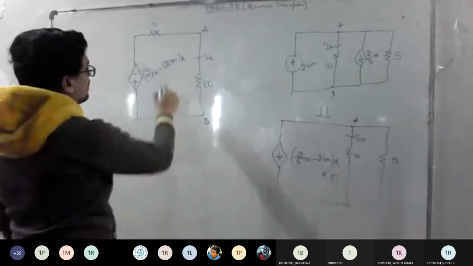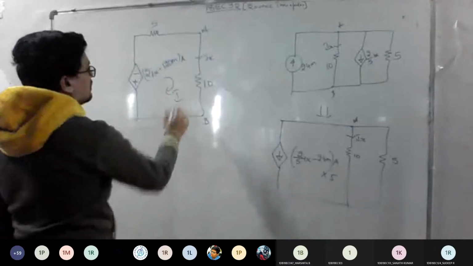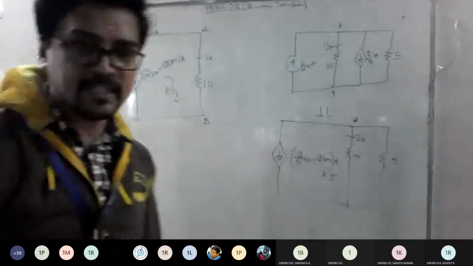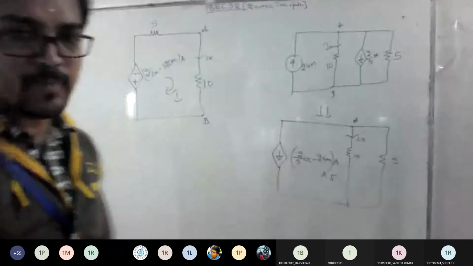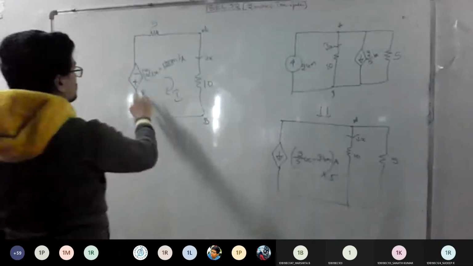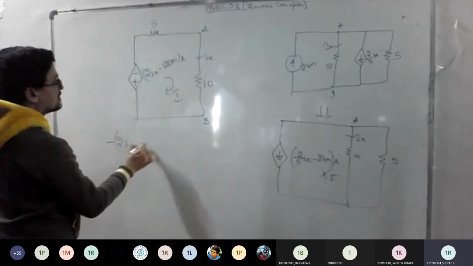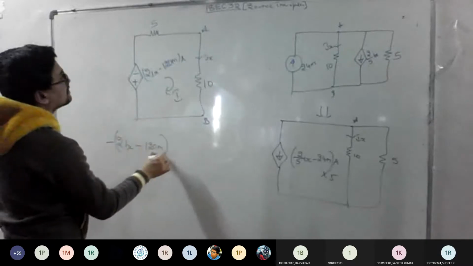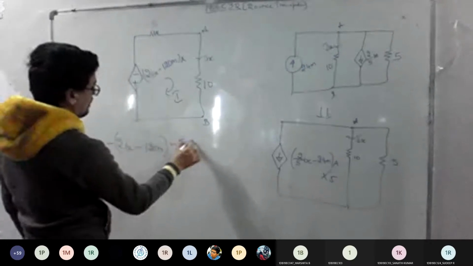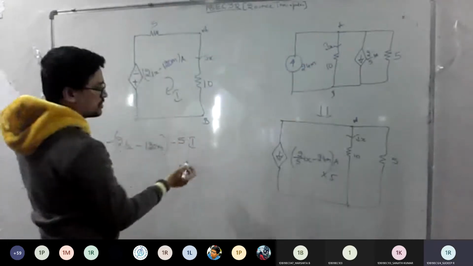Now what will you do? Apply your logic and find I. See, I is nothing but Ix only. So apply your mesh analysis now. Plus 2, minus means I should write minus 2Ix minus 120 milli. Then minus 5I. So I is nothing but Ix only.